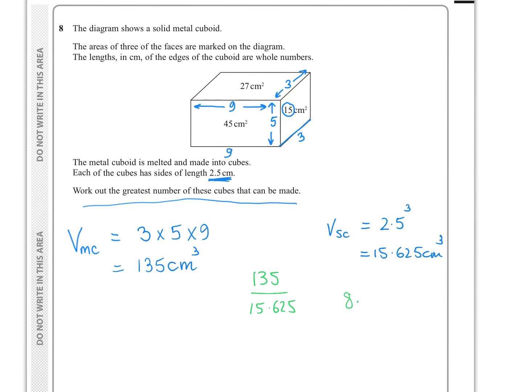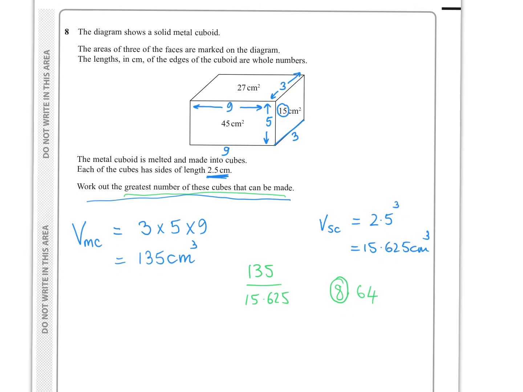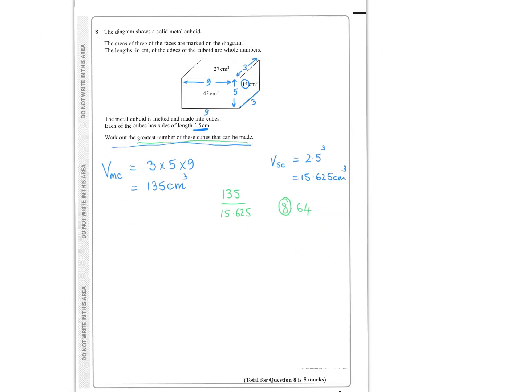And that gives 8.64. So be careful, the greatest number of these cubes that can be made is going to be 8, because the 0.64 would not make a whole new one. So the answer that we need to write on the dotted line here, and it's for 5 marks, would be 8 cubes.